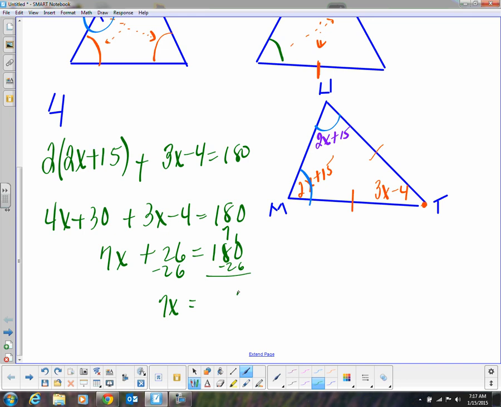This is going to be a 4. This is going to be 5. I've got 154. We're going to divide by 7. I'll do the long division, in case you forgot. How many times does 7 go into 15? 2. 2 times 7 is 14. Subtract, bring down. 7 into 14 goes 2. So x is equal to 22.